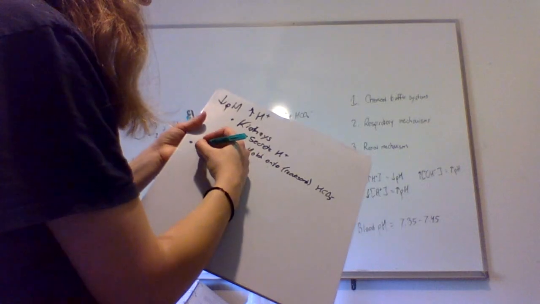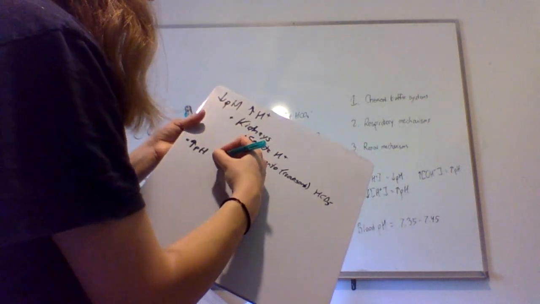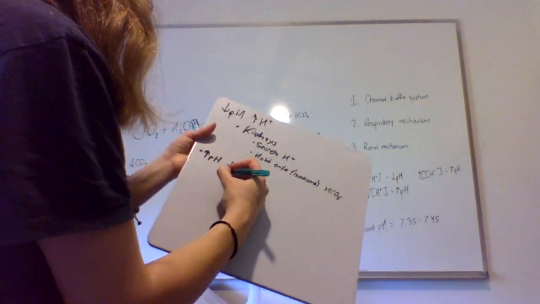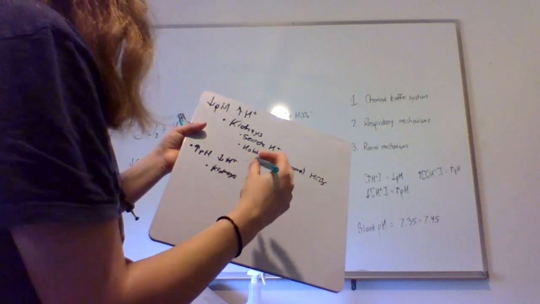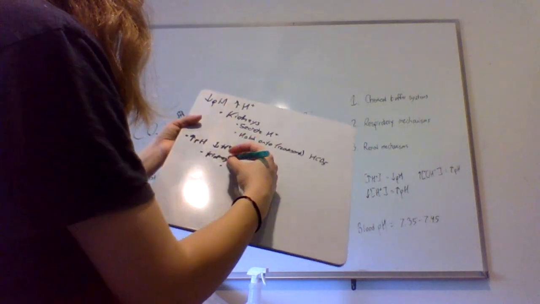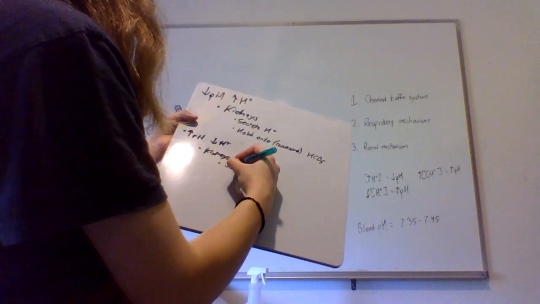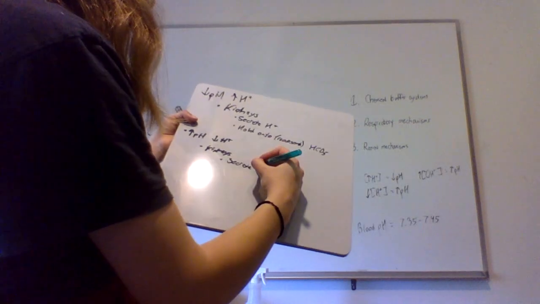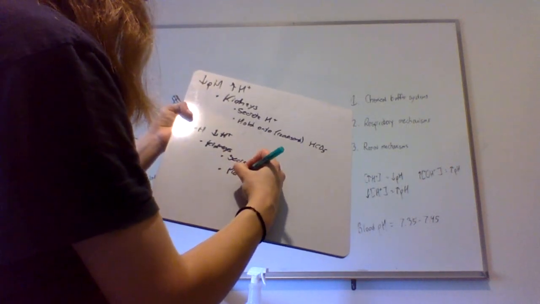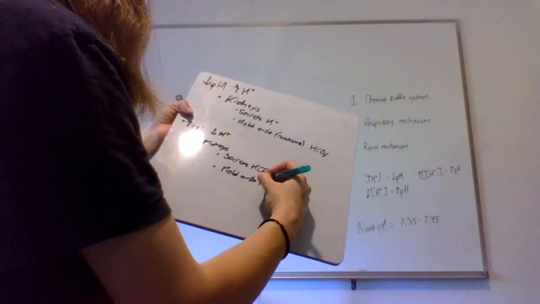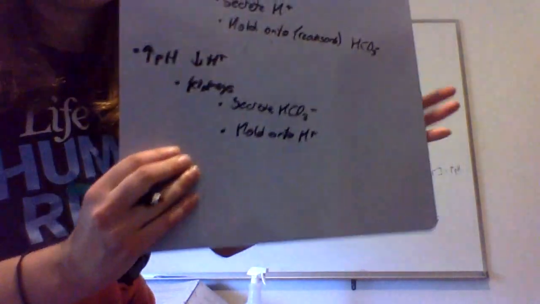Now, if we have high pH and a low H plus concentration, the kidneys secrete HCO3 minus and hold onto H plus.